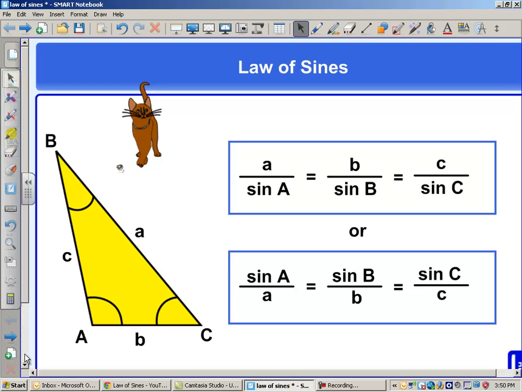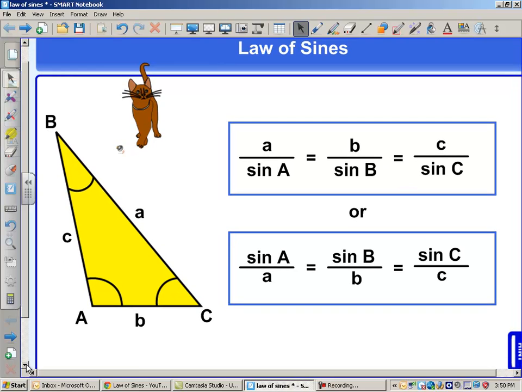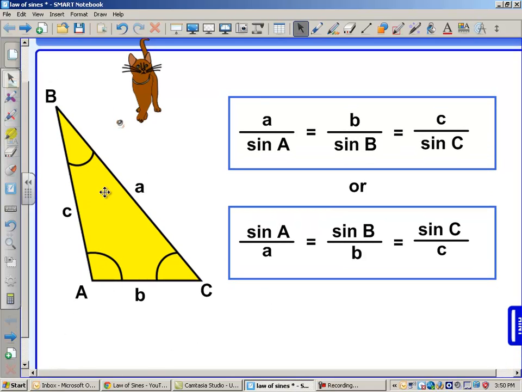We're doing Law of Sines today. You are going to absolutely love this. This is so easy. Here's your Law of Sines. It works in any of these orders. You can either put the A over the sine A or the sine A over A. All you need to keep in mind, and again we talked about this, is that the lowercase letters are going to represent sides and the uppercase letters are going to represent angles.